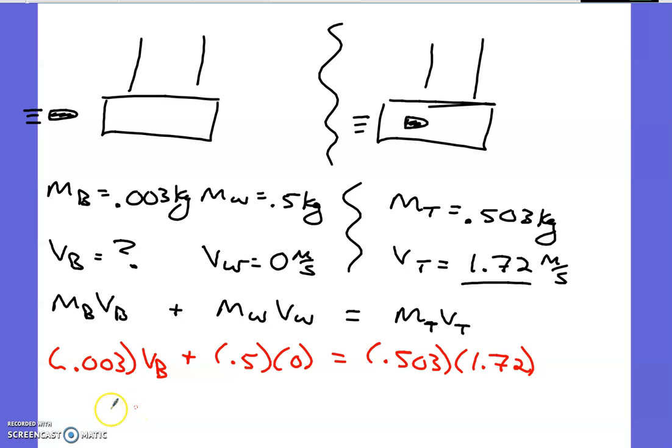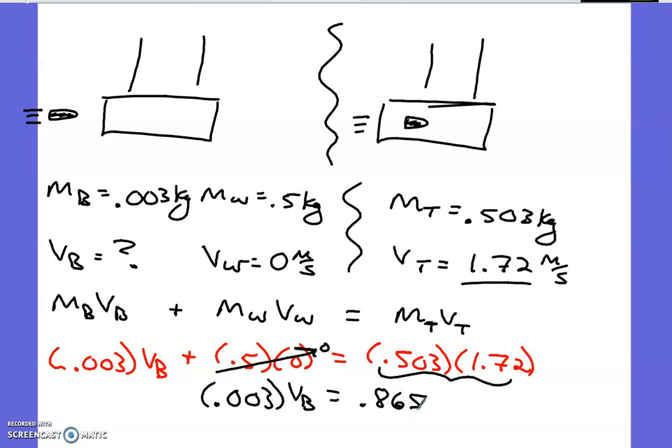And so this here is just 0.003 times v plus 0. This goes away, and we're left with 0.003 times the velocity of the bullet before the collision. And we have that this value here comes out to be 0.865. We then divide each side by our 0.003. And we get that the velocity of the bullet is 288 meters per second.